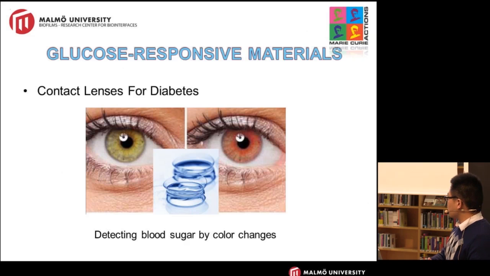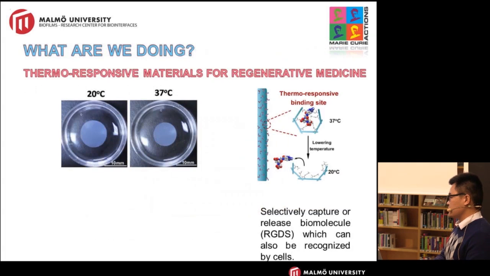Okay, I have introduced a lot of examples, but because time is limited, I cannot say much more about the many smart materials. What I want to say is what we are doing. So we are also working on some more responsive materials, as I mentioned before.